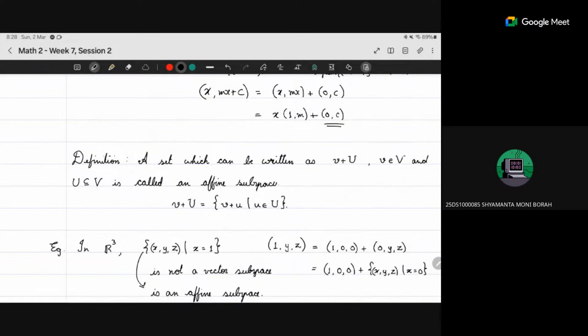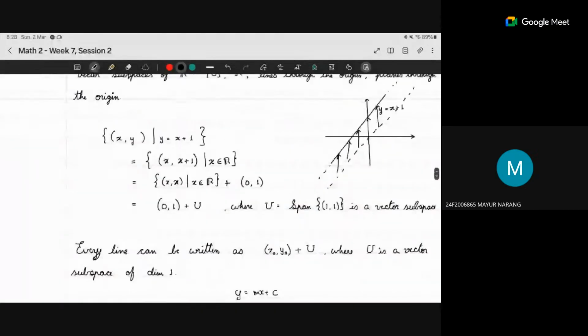That is the definition that I'm giving you, that you take a vector subspace and then add a fixed vector. You take all possible vectors in U and take a fixed vector v and add v to all possible vectors from U. The set that you obtain is called an affine subspace.